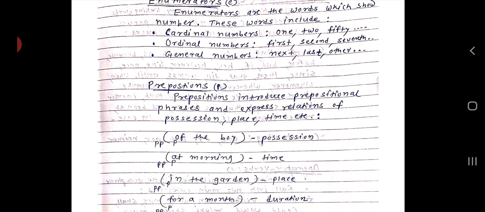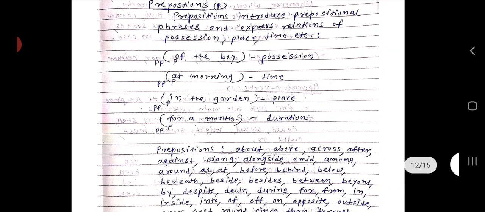And what is the function? They express relations of possession, place, time. So relations are expressed by prepositions. Here we have examples. First example, of the boy. In of the boy, we have the preposition of. Of here denotes possession of the boy. At morning denotes here time.